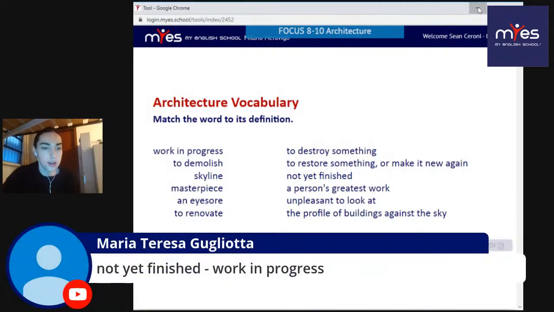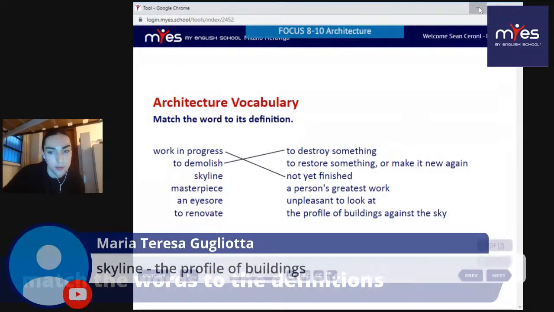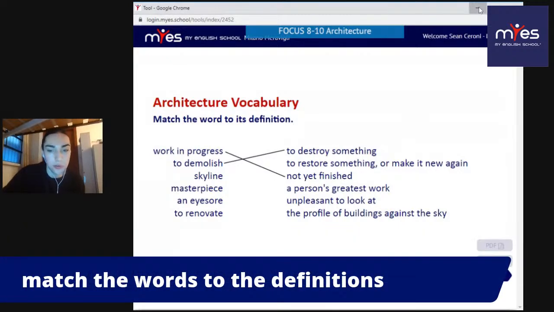Wonderful. Not yet finished. Work in progress. Exactly. Not completed. Not finished. Not resolved. A work in progress. To demolish. To destroy. Absolutely. Skyline, the profile of buildings, 100%.